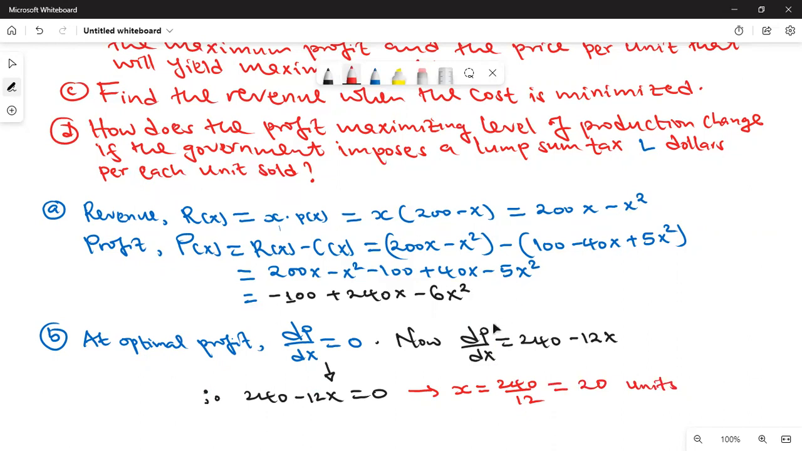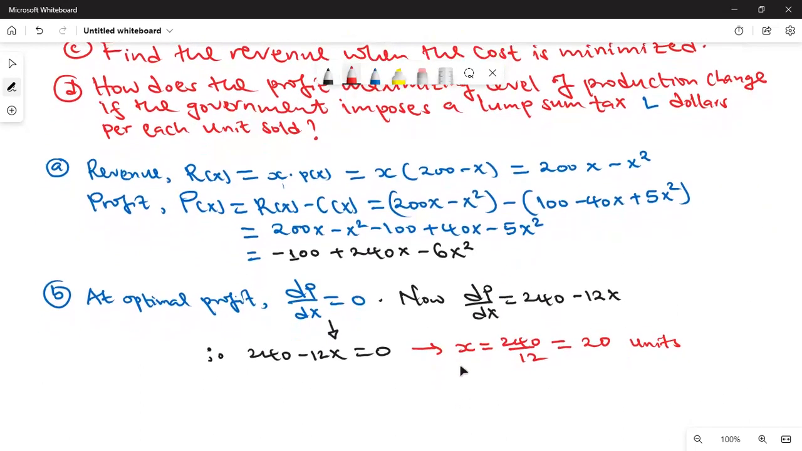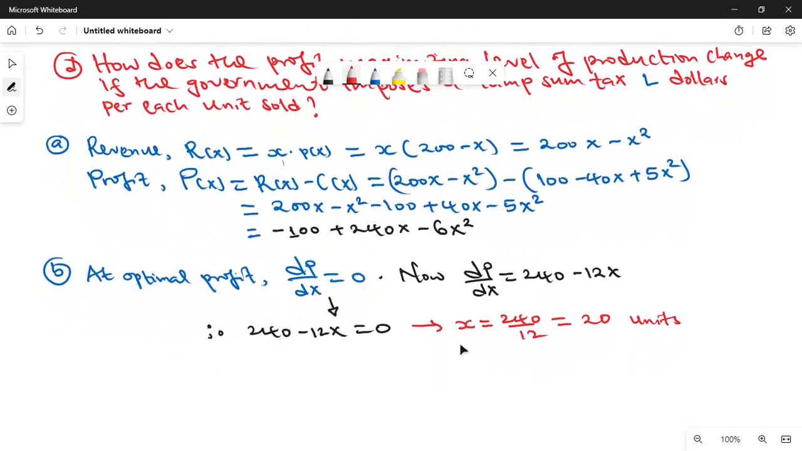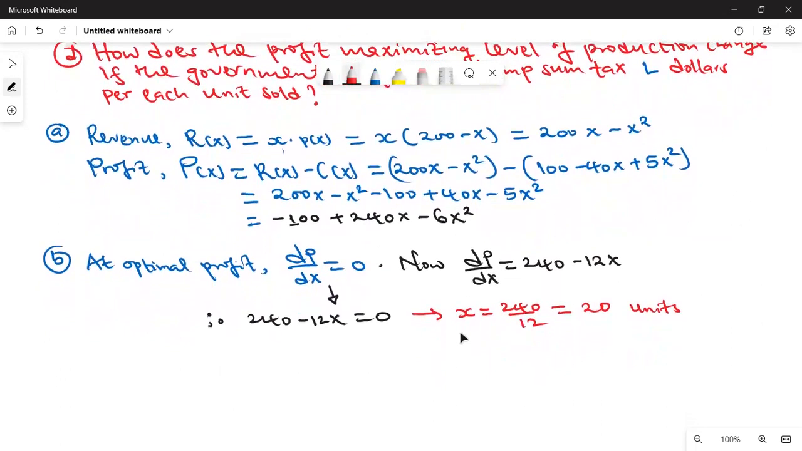But I told you that we are not sure whether this value of X will give us the maximum profit. So for you to be sure, you must use the second derivative test. So I also need to find the second derivative of this profit function. So we'll write d squared P dX squared. Differentiate the first derivative, you get negative 12. Negative 12 is less than 0.